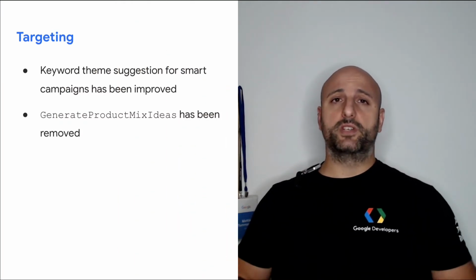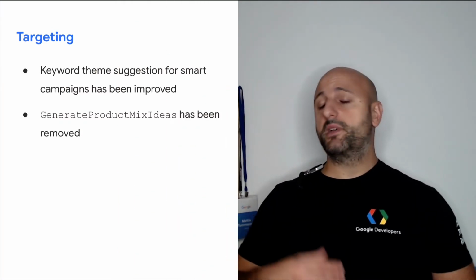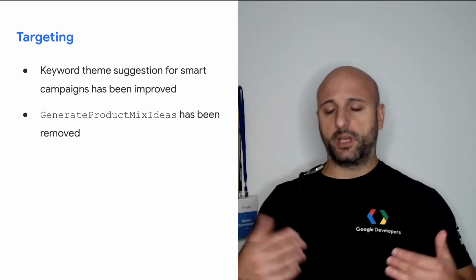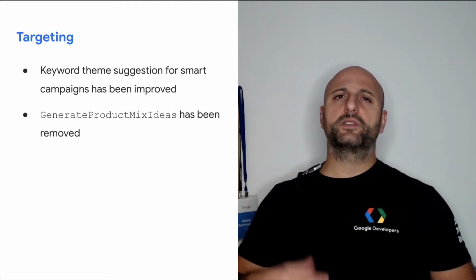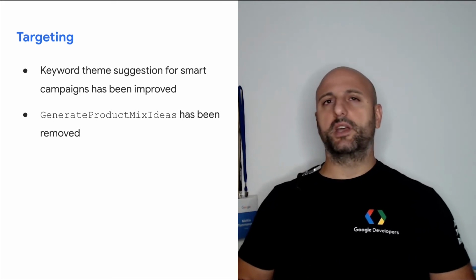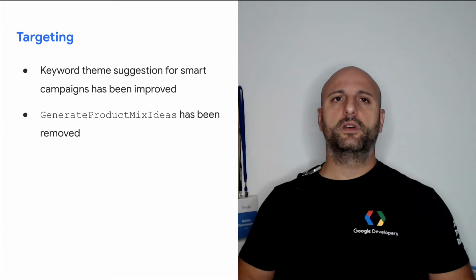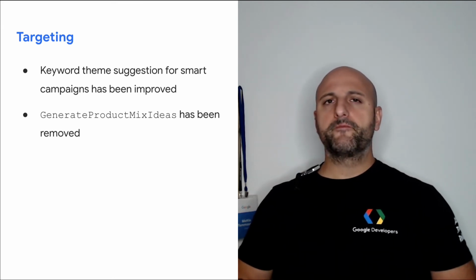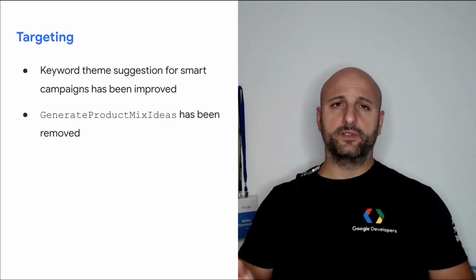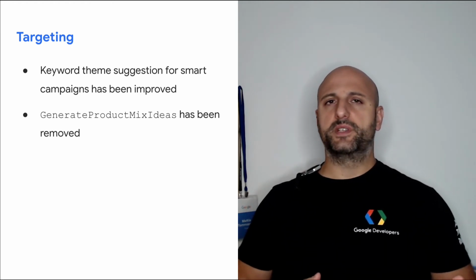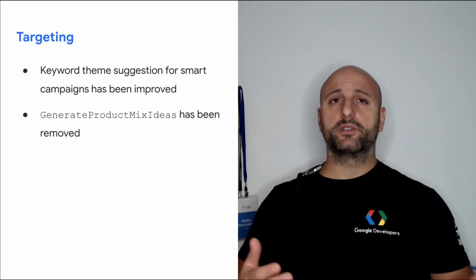The keyword theme suggestion service for smart campaigns has been updated, and it will now generate more keyword theme suggestions, which include sub-keyword themes, and may also suggest free-form keyword themes in some cases, to make sure your smart campaigns are targeting the right customers. Speaking of targeting, you may now add and remove location targeting for your local services campaigns to target customers in specific locations that may be relevant to your local business.